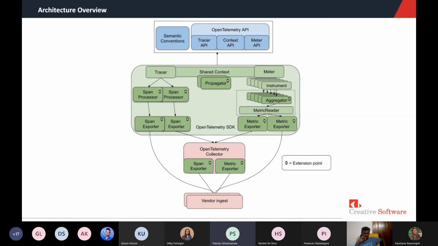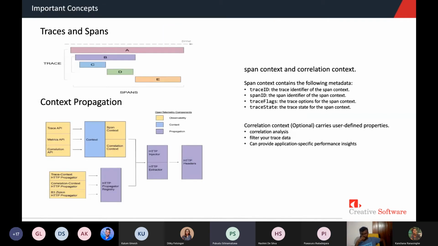And then come the collectors and then exporters. The exporters, as I mentioned earlier, are to export the collected telemetry data to a vendor, which would be an analytic platform or a visualization platform. And then these are the basic concepts in OpenTelemetry.